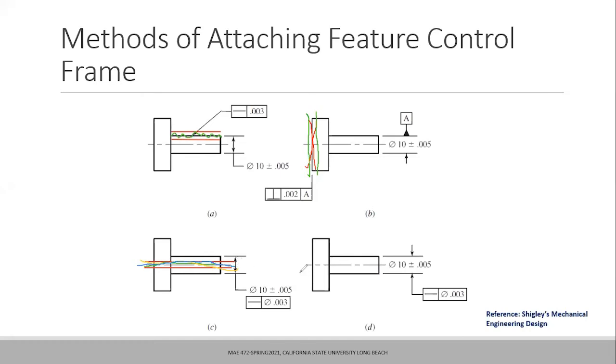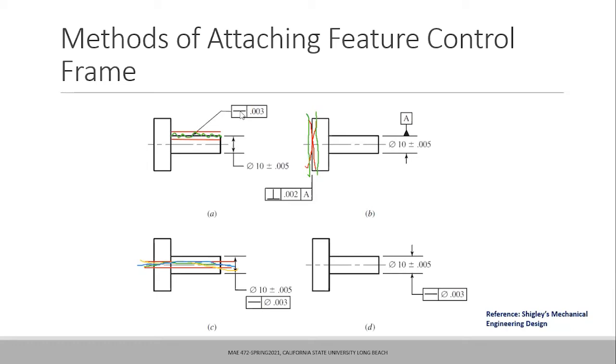So the third view and the fourth view are basically going to be giving the same information. What it says is that the feature control frame is attached with the dimensions. Whenever the feature control frame is attached with the dimensions, that means the datum or the tolerance is defined with respect to the center axis or center plane.